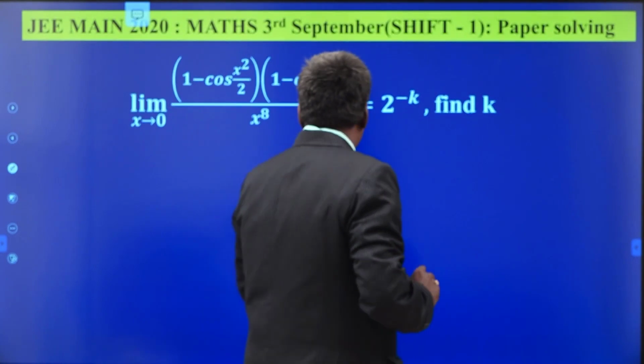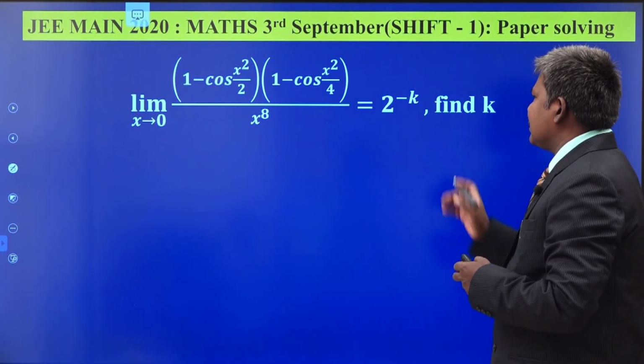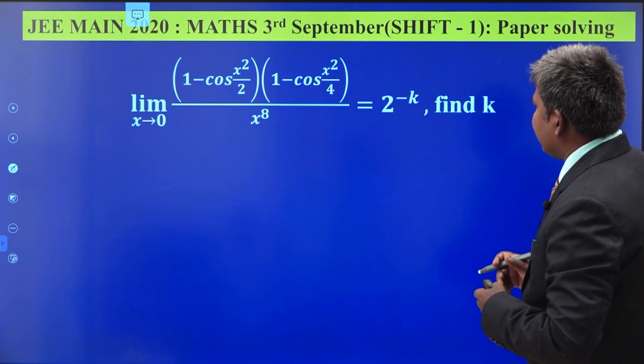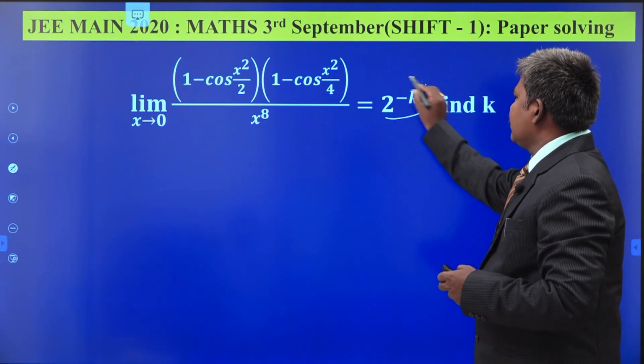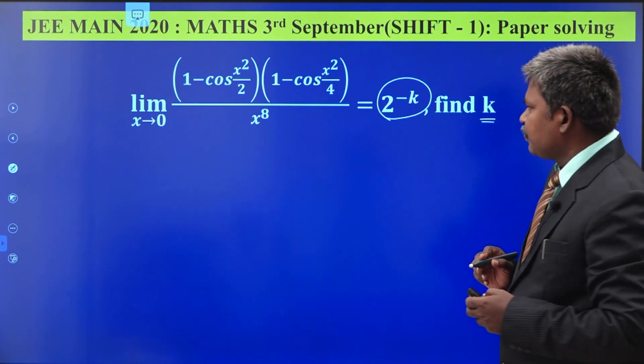Limit x tends to 0, [1 minus cos of x square by 2] into [1 minus cos of x square by 4], whole divided by x power 8, is what? 2 to the power of minus k. You have to find out the value of k.